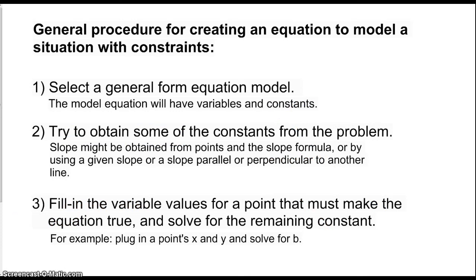Okay, here's a general procedure that we can use for creating an equation to model a situation that has constraints, has things that have to match certain parts of the problem. First of all, you need to select a general form equation model. That model will have variables and constants. Second, you need to try to obtain some of the constants in some way from the problem. Slope might be obtained from points in the slope formula, or maybe it's just given, or maybe it's got to be parallel to another line like in this last problem, or perpendicular. And then the third step is pick a point that's on the line and fill in the values for x and y so you can solve for the last constant.